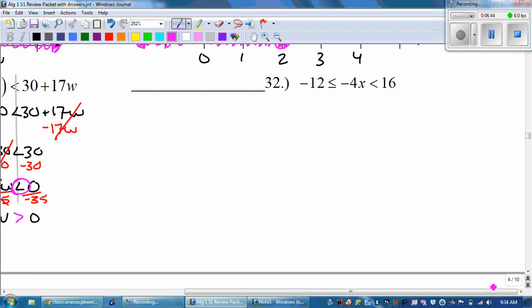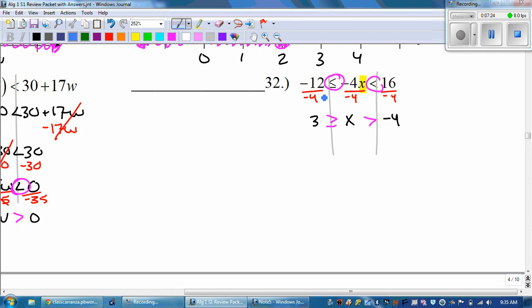Okay, number 32. Now, 32, we want to do the same thing. We want to get the x all by itself. The x is being multiplied, so to get rid of multiplication, I need to divide, and I'm going to divide everything. Negative 12 divided by negative 4 is 3. I have the x, and 16 divided by negative 4 is a negative 4. Now I divided by a negative, so I have to flip all my signs.